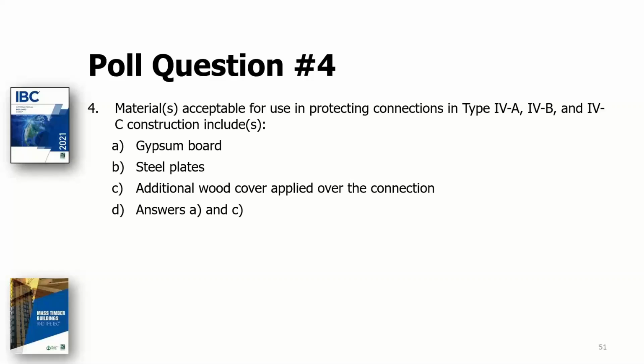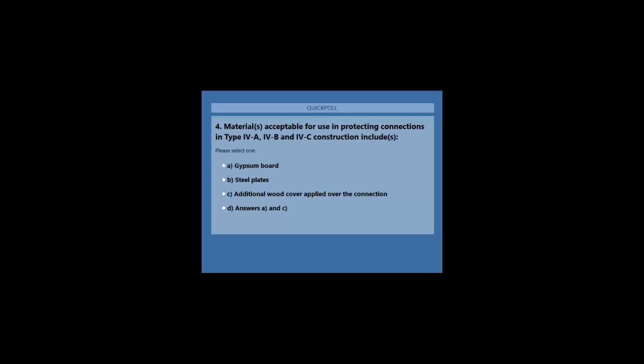All right, let's do another poll question here, Marcy. Absolutely. Sorry, I had to move something. Materials acceptable for use in protecting connections in type 4A, 4B, and 4C construction include gypsum board, steel plates, additional wood cover applied over the connection, or answers A and C.